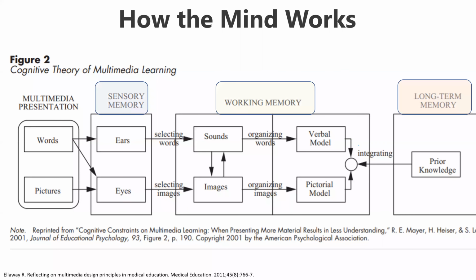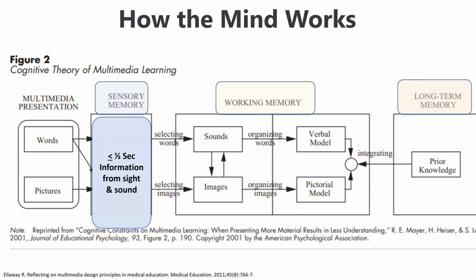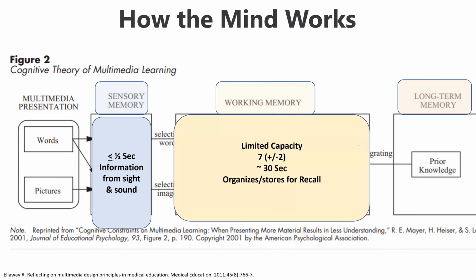So we have three, in the brain, or theoretically speaking, pioneers and theorists think that the information, when it comes to the brain, goes into three phases or parts in your brain: the sensory memory, working memory, and then long-term memory. So in the sensory memory, whatever information you get usually stays less than half a second or almost half a second, and you get this information from your sight and sound. And then this information is going to go into the working memory, where it's going to stay another 30 seconds.